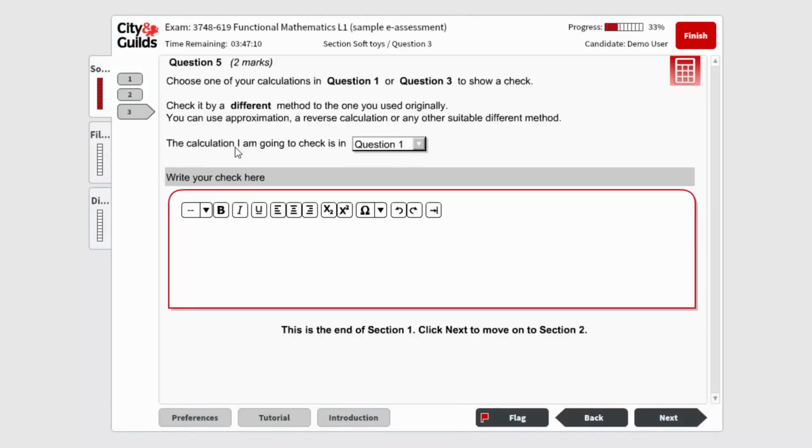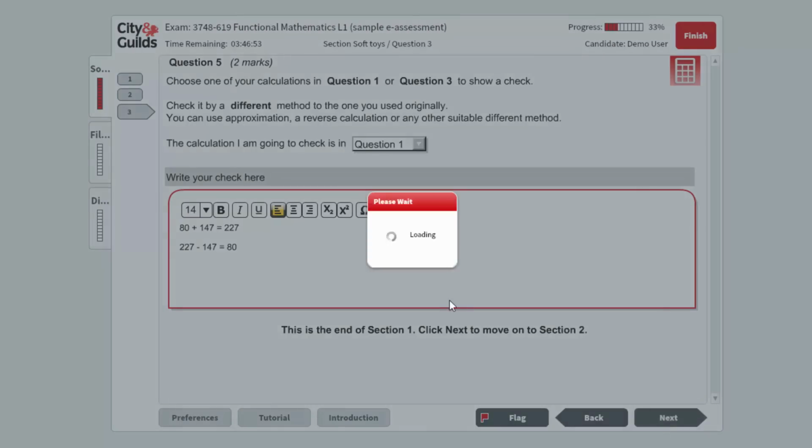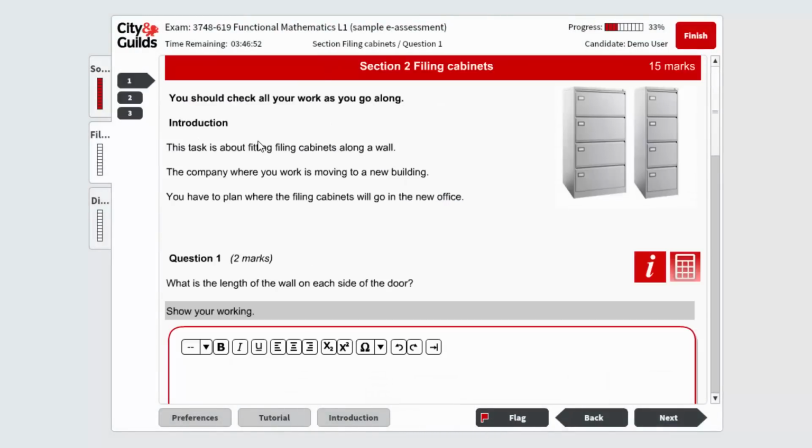Now you don't really need to paste the original calculation into here. They will go back and check what the calculation was, or they may be able to work out what the calculation was. What I'm going to do is a reverse calculation. So I've taken my answer, 227, instead of adding 147, I'm doing the opposite, so minus 147, and that takes me back to 80. So that's a reverse calculation done.